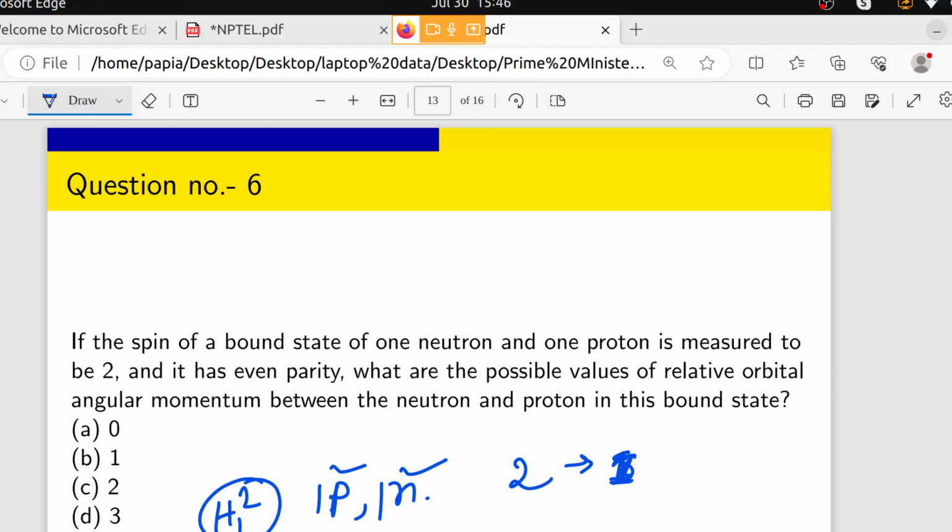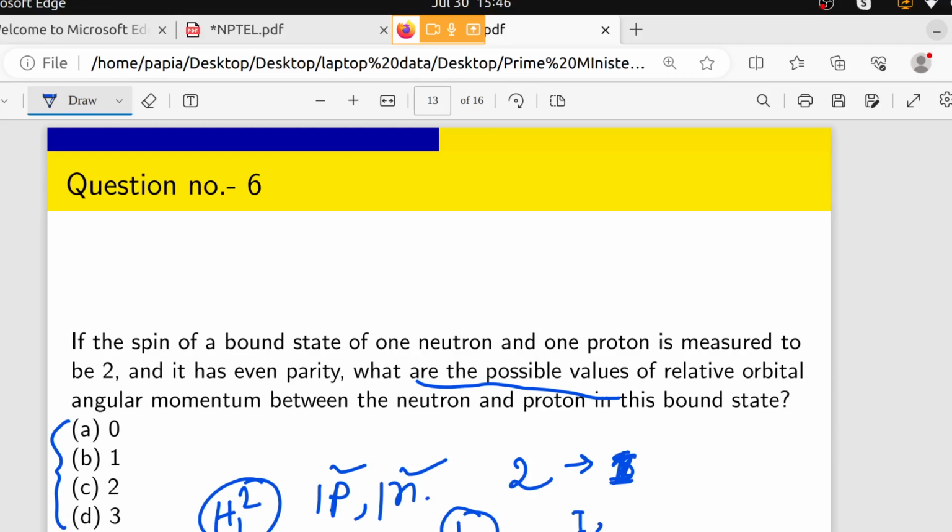You can see that there are 4 options and they are asking about the possible values. That means it can be more than 1 also. But whatever is given, we have to clarify the answer. They are asking for the relative orbital angular momentum, that means the L value, and they have given the I value and the parity value.